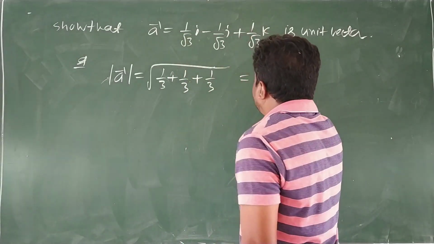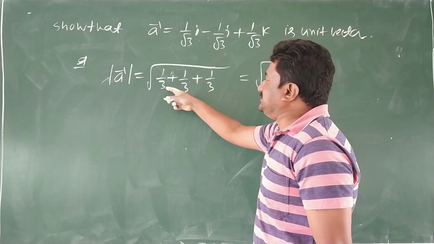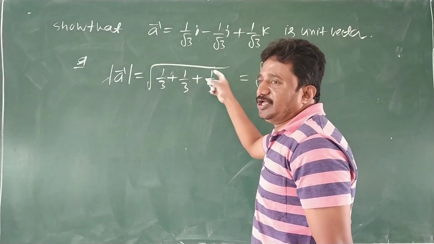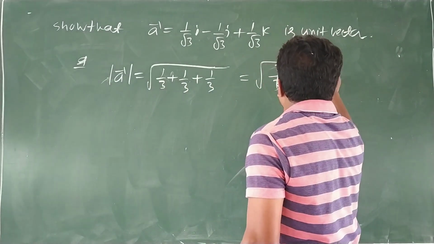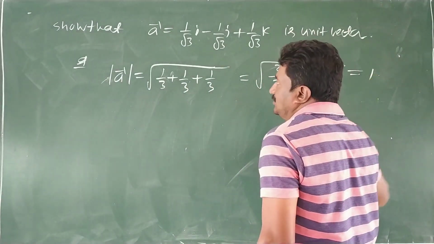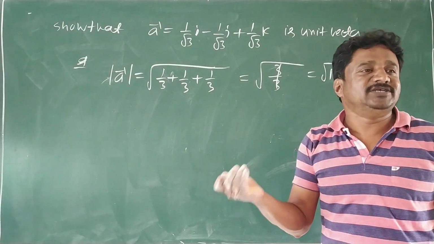So look, students, the denominators are the same, so add the numerators: 1 plus 1 plus 1, 3 by 3. So root 1, so it is 1. So then what is that vector A? Unit vector, because its length is 1.